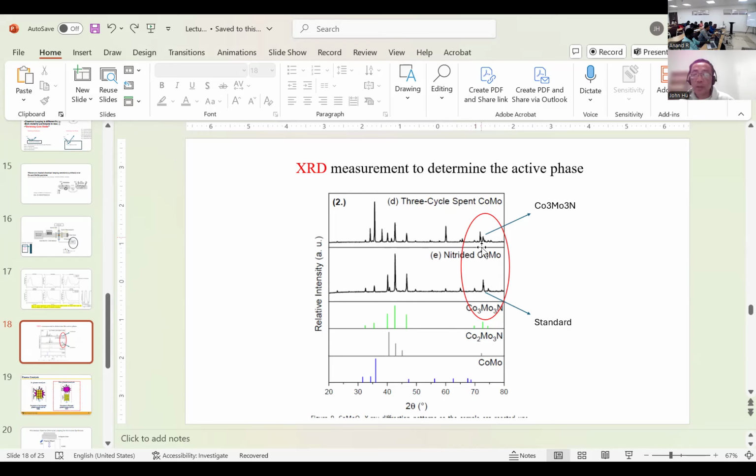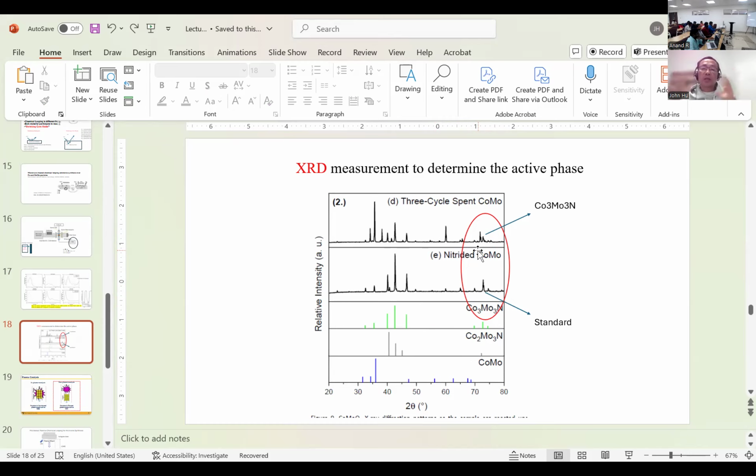So what does it mean? That means you want to build a material not from scratch. Cobalt-moly is built from scratch. True. When you react 3 cycles from cobalt-moly, you will see this structure. What if you bypass cobalt-moly? You start from cobalt-3 moly-3. It's much faster, all right? So that's the whole idea of how you design the material.